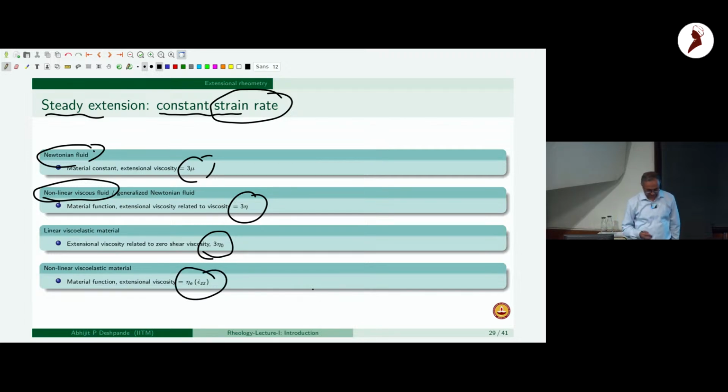But for a nonlinear viscoelastic material, it's a completely different function of the strain rate. So for example, the upper convected Maxwell model or Oldroyd-B model reduces to a Newtonian fluid in shear, but it does not reduce to a constant viscosity in extension. In fact, it gives us a diverging extensional viscosity. So it does show strain hardening behavior.